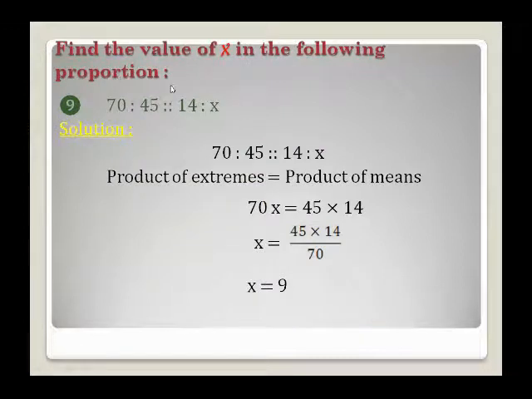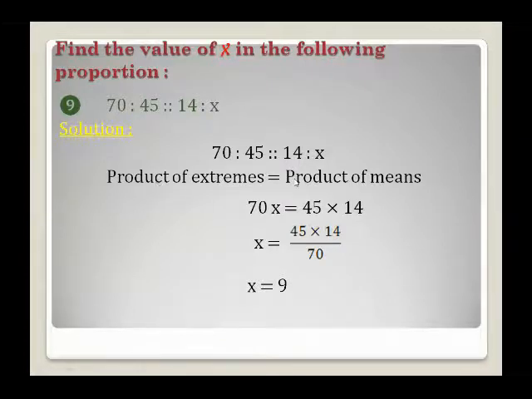Okay students, here are some questions from the same exercise. Question number 9 is 70 ratio 45 proportion x, proportion 14 ratio x. Here we start the solution. Here we have the x on the fourth place. This is the first case which I discussed already in this same lesson. Here we have 70 ratio 45 proportion 14 ratio x.